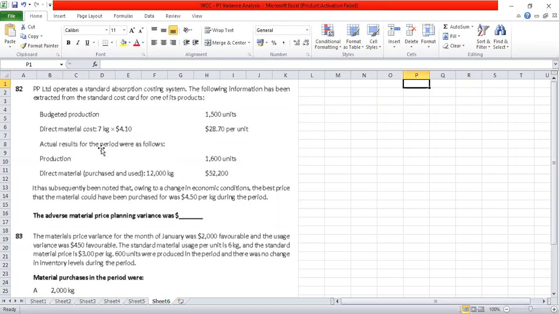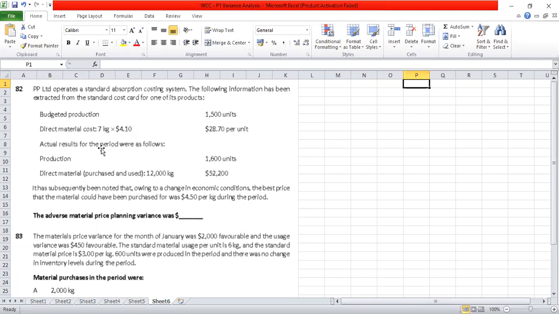Question number 82. PP Limited operates the standard absorption costing system. The following information has been extracted from the standard cost card for one of its products. Monthly production is 1,500 units. Direct material cost is given as 7 kgs at $4.10, which is 28.70 per unit. Actual results are also given. Production is 1,600 units. Direct material cost is given as 52,200 for the consumption of 12,000 kgs of material.